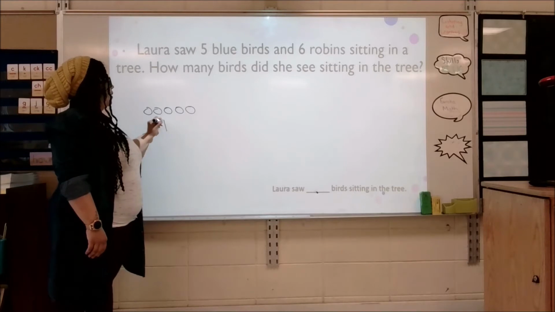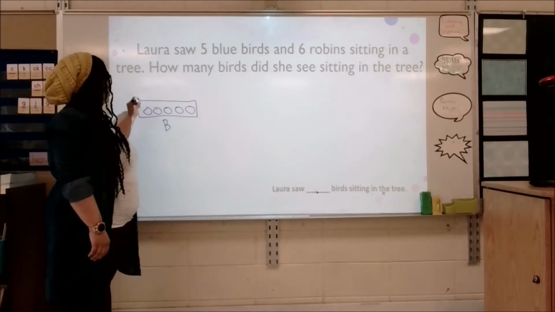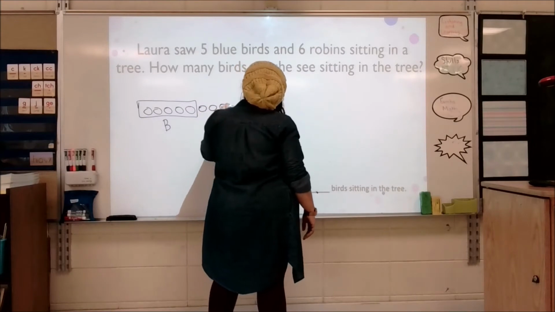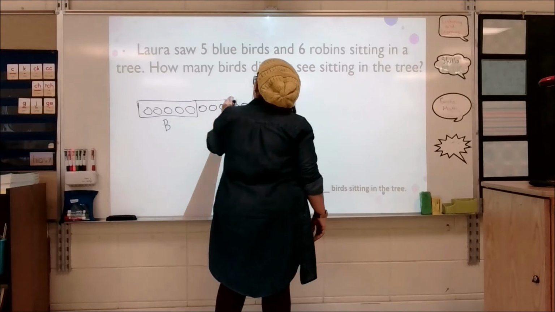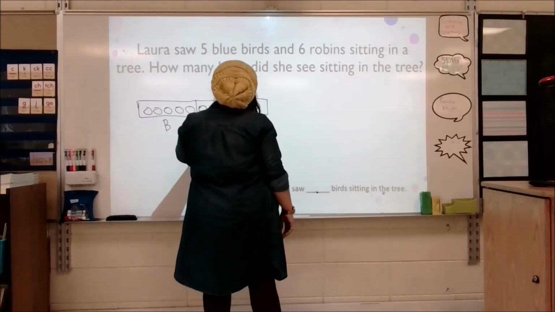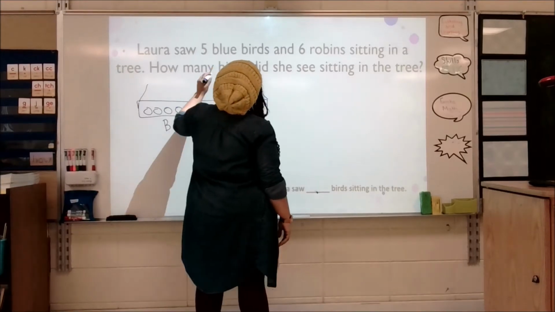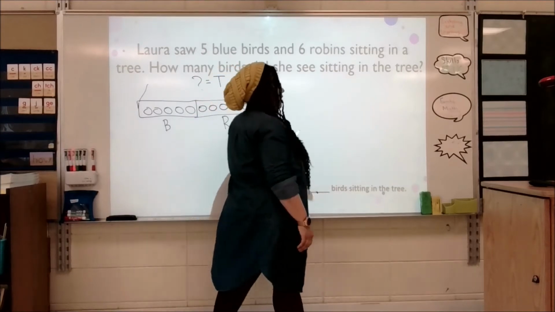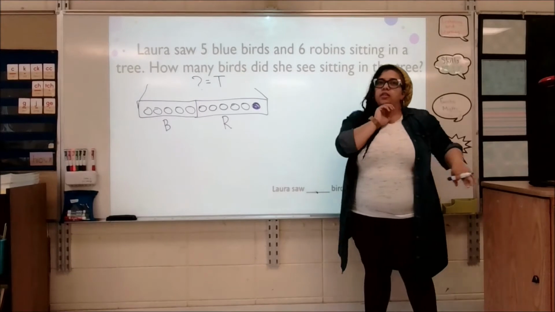We're going to use a capital B for the bluebirds. I know they're all birds, but we'll figure out what our all label will be. And 6 robins. 1, 2, 3, 4, 5, 6 robins. Capital R will be the label for our robins. We are trying to find out how many birds she saw in the tree. Sitting in the tree. We'll put T for tree. Question. Why did I color this one in?